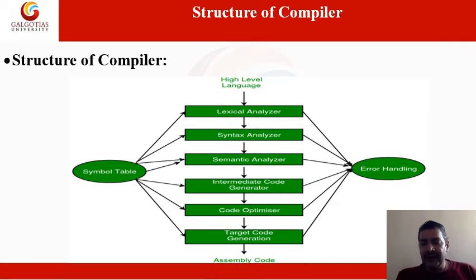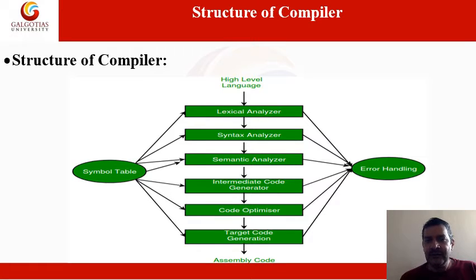I have already told you that we can categorize these phases into two categories. First one, you may call the analysis phase. Analysis means, for example, lexical analyzer, syntax analyzer, semantic analyzer. These are the analysis phases. Next is intermediate code generation, code optimization, and target code generation. These are the synthesis phases.